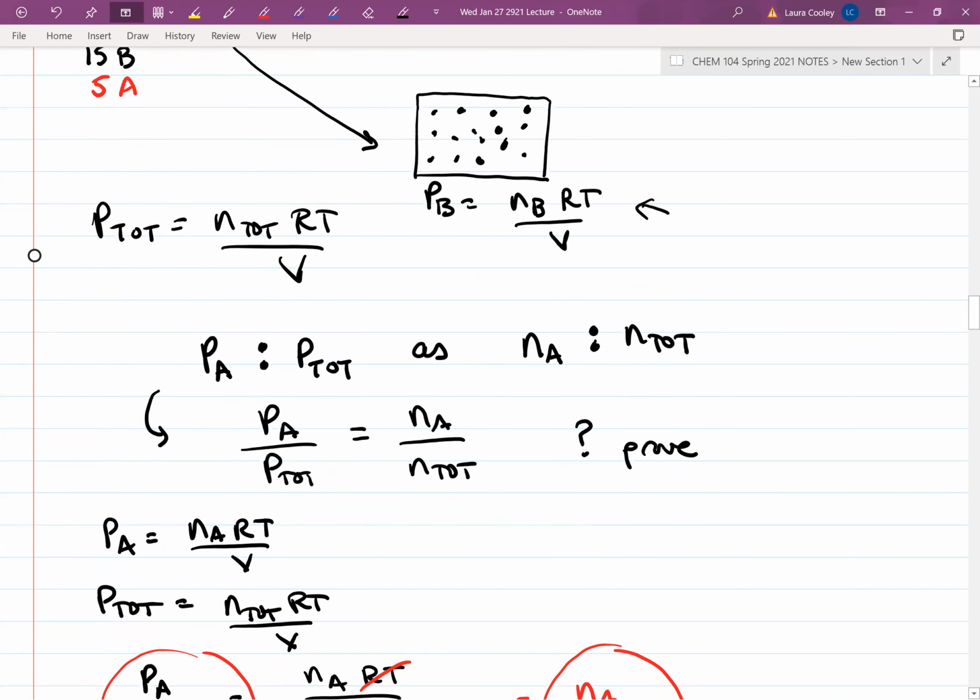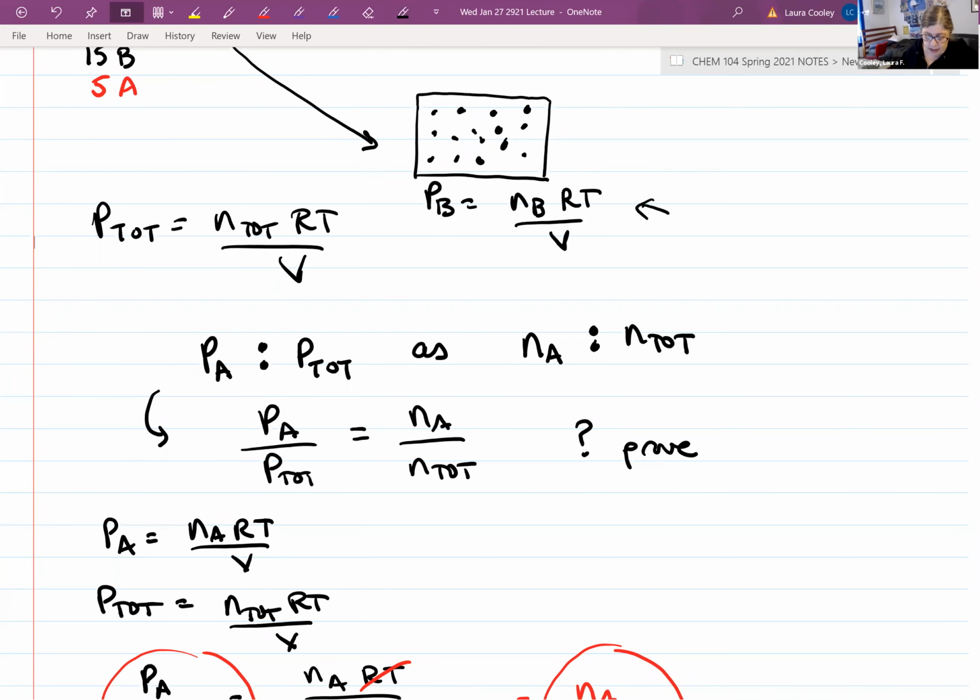Okay, so I guess what I'm trying to get across is that the partial pressure simply depends on the amount of the gas you have there. And if you have a greater number of moles of A, then you're going to have a greater partial pressure of A.